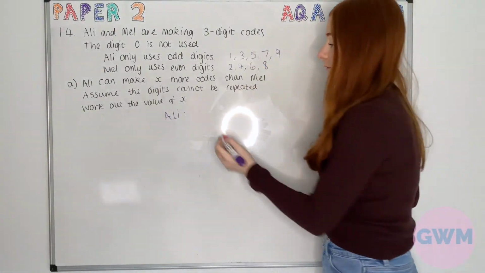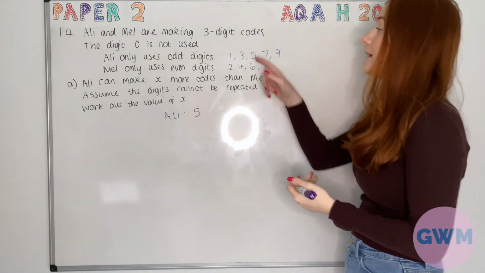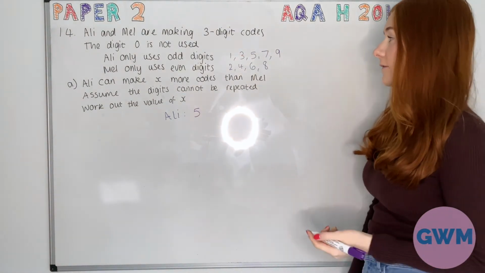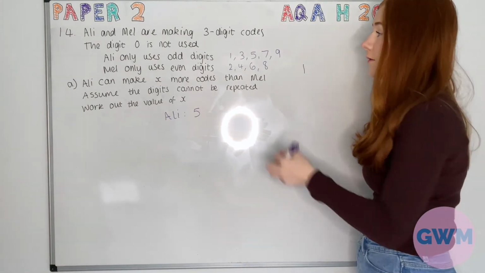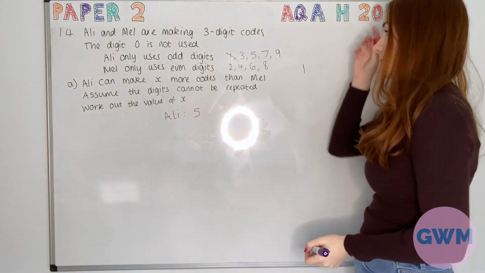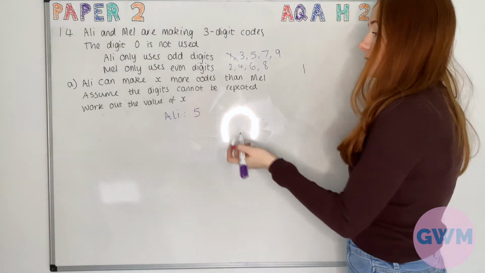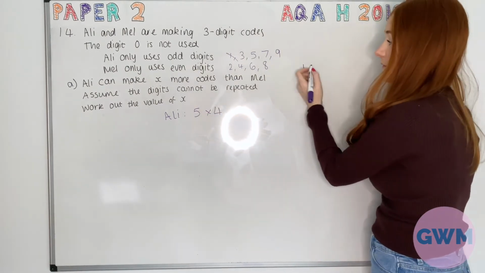Well, he's got 5 options for his start. So he can start his number with any of those 5. So let's say, for example, we pick the 1. The number will start with a 1. That then leaves us 4 digits left for the next number because they can't be repeated. So we times it by 4 because that gives us 4 options.